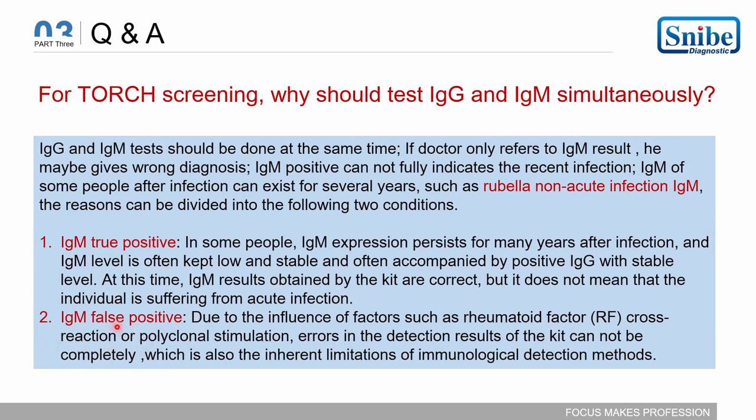So in some cases, the IgM false positive result is due to RA factors, heterophilic antibodies, or HAMA antibodies, which may also interfere in some assays. They may lead to an IgM false positive result, but the patient has no clinical symptoms of a past or recurrent infection.